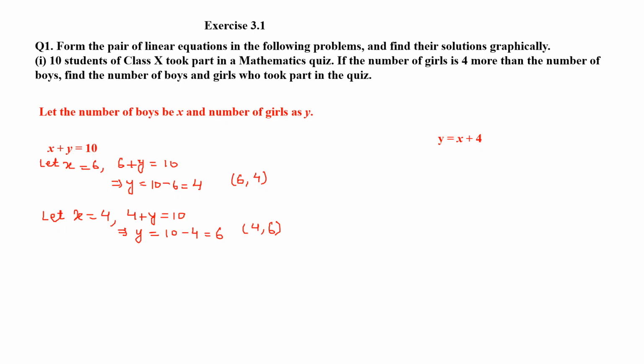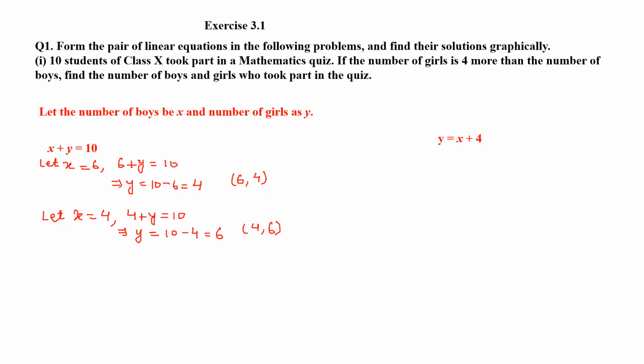So to plot any linear equation, minimum 2 points are required. Then only you can plot the linear equation graph. So I got my 2 points for the first equation. Now I am moving towards the another equation, and here also I will try to get two coordinates.